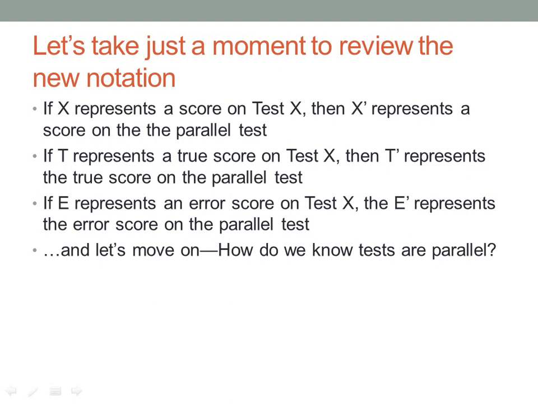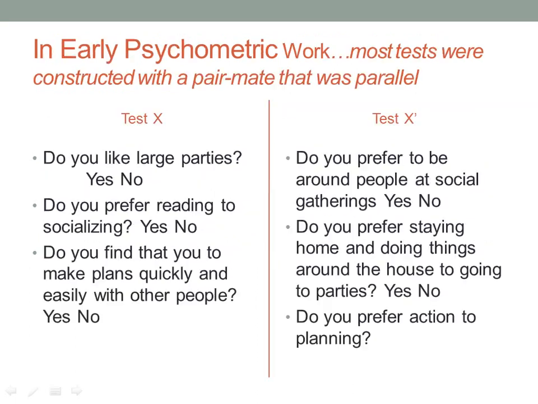Well, that's an issue. In fact, we never really know if two tests are parallel, but we can get a general sense that tests are constructed or intended to be parallel, that they behave as if they are parallel. And let me give you an example of two tests that are constructed to be parallel. Let's say, for example, that I wanted to create a test of extroversion, that is outgoing sociability.